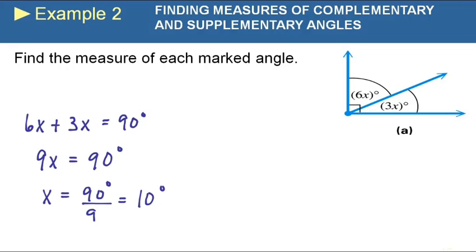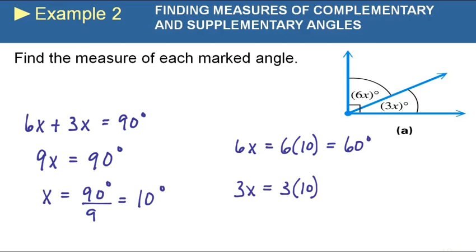Now if x equals 10, then we can substitute the 10 degrees in here in place of the x. So for 6x, that turns out to be 6 times 10, which is 60. And for 3x, that turns out to be 3 times 10, which is 30.